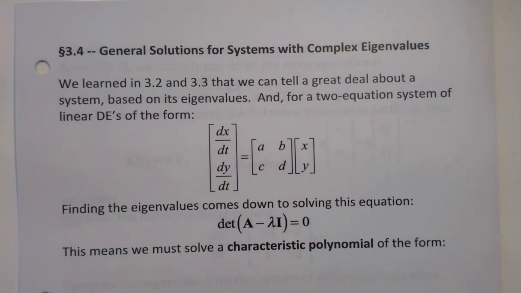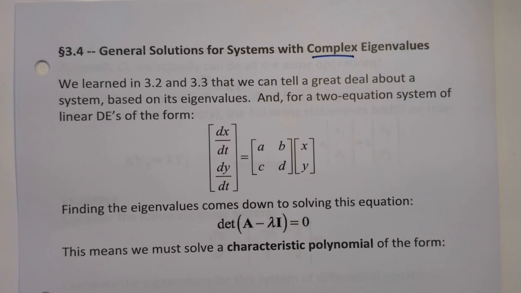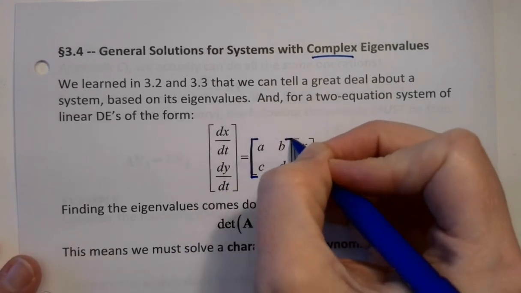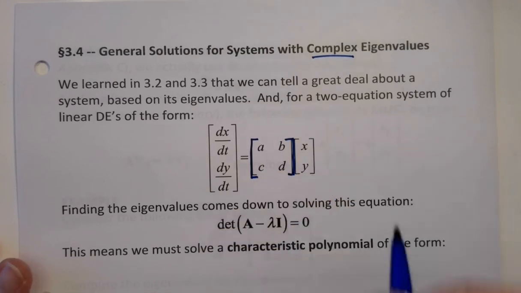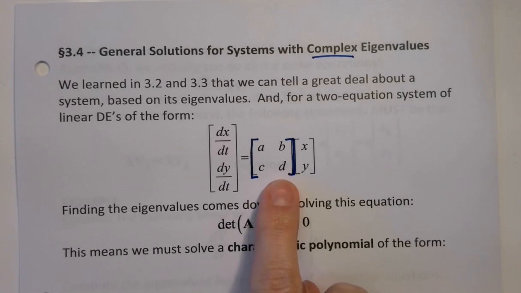Hello, here we are in section 3.4, which is where we're going to tackle the mystery of what to do when we have a complex eigenvalue. Up to this point, every eigenvalue that we've run into has been a real number. And of course, if you remember, all those eigenvalues come from these four numbers in our system of two differential equations. That coefficient matrix determines everything about that system that we need to know.